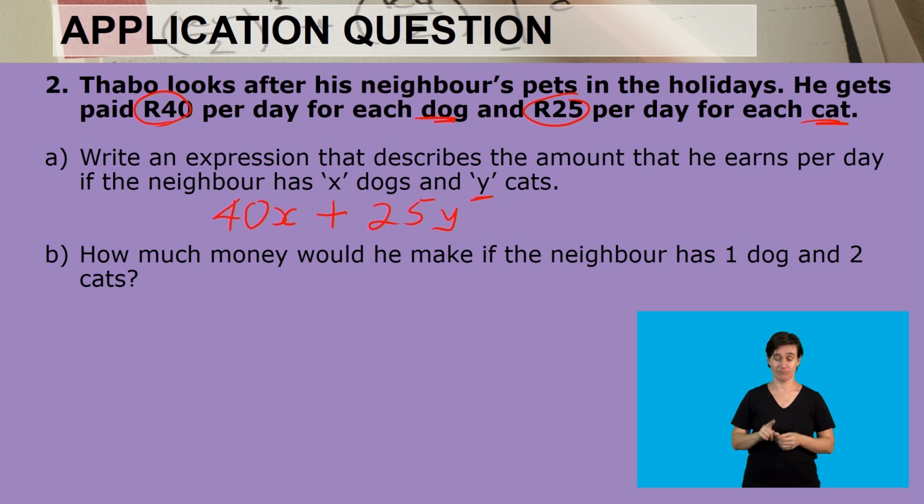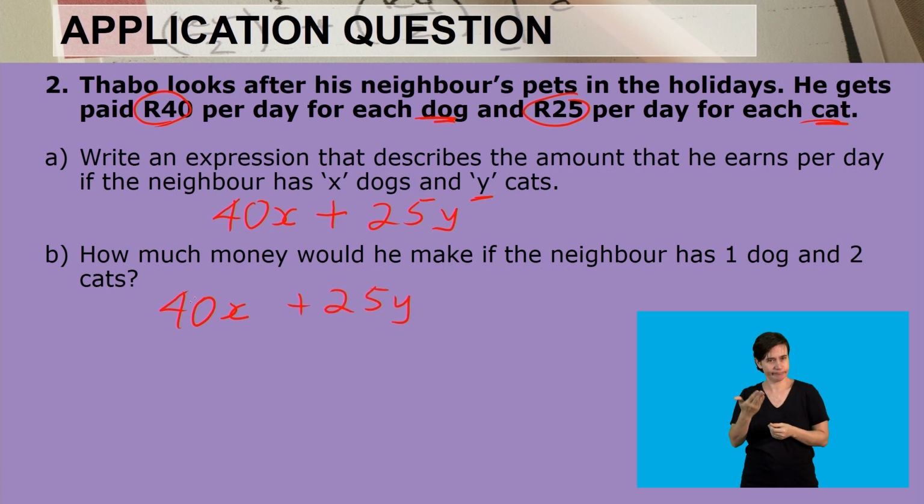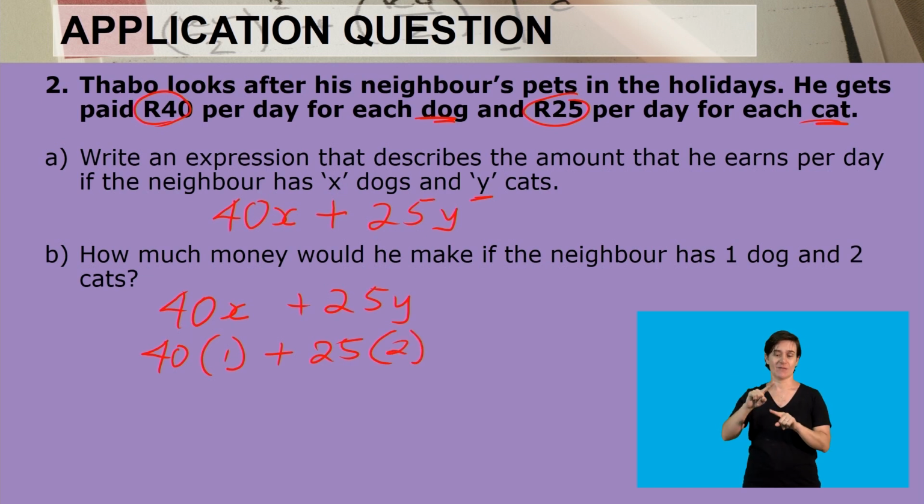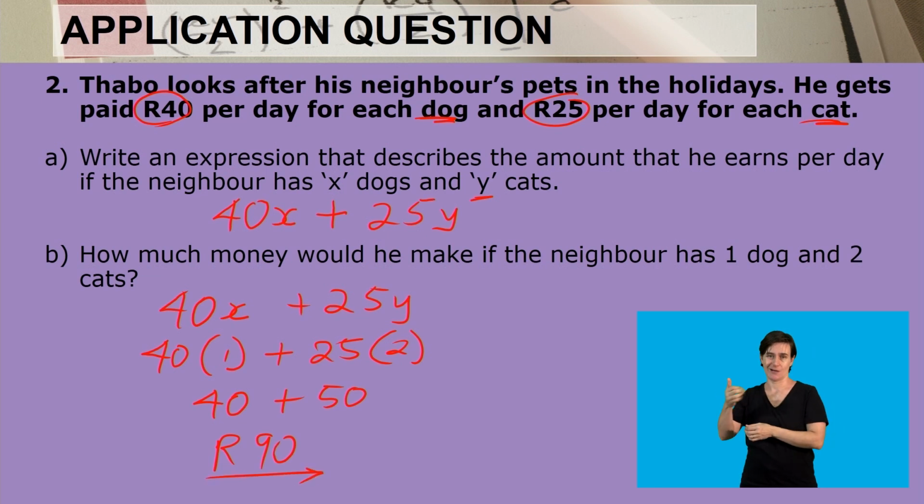The next part says, how much money would he make if the neighbor has 1 dog and 2 cats? So now we write our own expression that we have created, 40x plus 25y, and in the place of x we substitute 1 dog. So it would be 40 multiplied by 1, which is the 1 dog, plus 25 multiplied by 2, which is 2 cats. So 40 multiplied by 1 is 40, and 25 multiplied by 2 is 50. So 40 plus 50 gives us 90 rands. That's the amount he's going to get per day. All right?